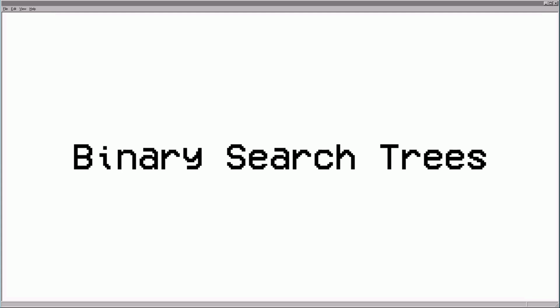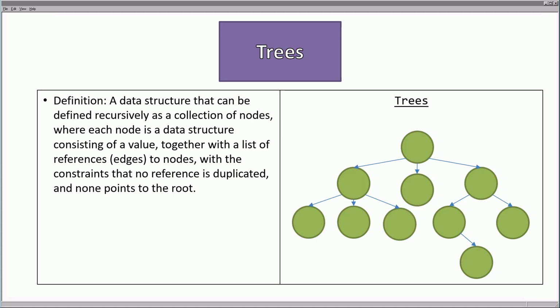Today, we're going to discuss binary search trees. Trees are fairly popular data structures used in computing, and a tree is a data structure that can be defined recursively as a collection of nodes, where each node is a data structure consisting of a value together with a list of references, with the only constraint being that no reference is duplicated and none of them point to the root.